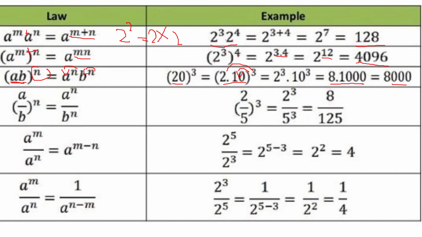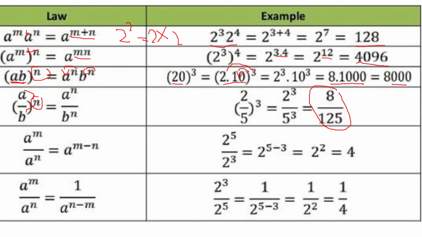Now, when division is happening and then it's being raised to an exponent, you're going to take that exponent, raise it to the power of a, and take the exponent and raise it to the power of b. Therefore, our final answer is a to the power of n all over b to the power of n. And this is our example here. As you can see, we have 2 over 5, which equals 2 raised to the power of 3 over 5 raised to the power of 3, which gives us an answer of 8 over 125.